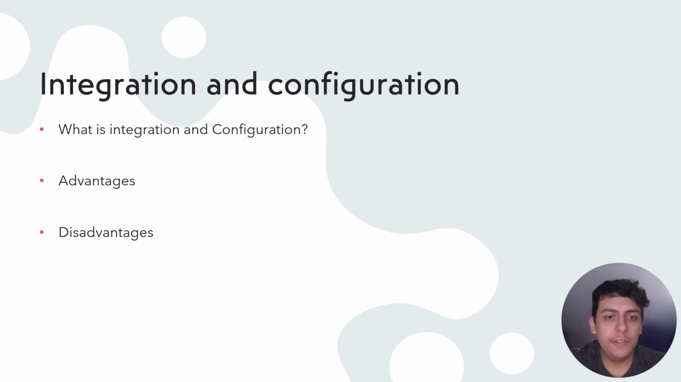Okay, so next we have integration and configuration. So what is it? This approach builds software systems by integrating pre-existing components such as COTS, which is commercial off-the-shelf software, instead of developing everything from scratch. Components are selected based on the system needs. The development focuses on configuring, adapting, and connecting these components. Custom code is used only when needed to fill the gaps.